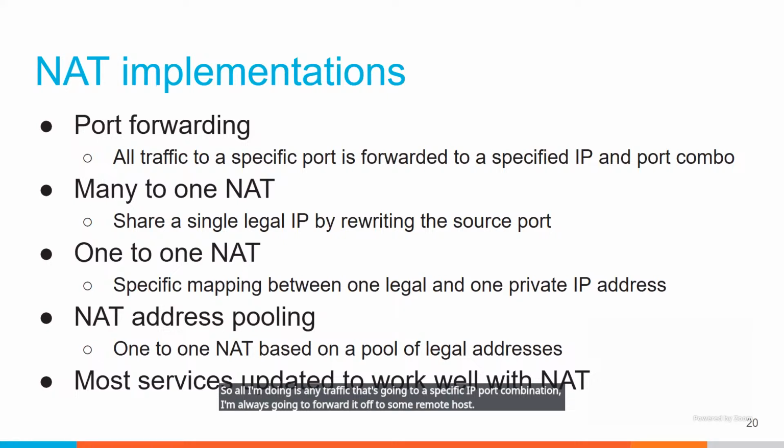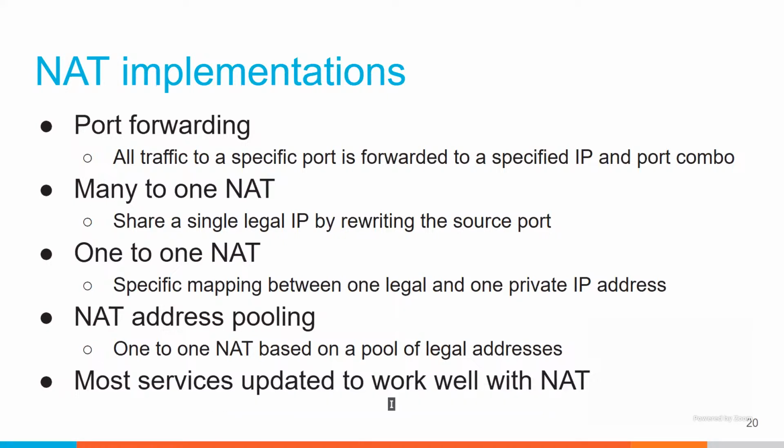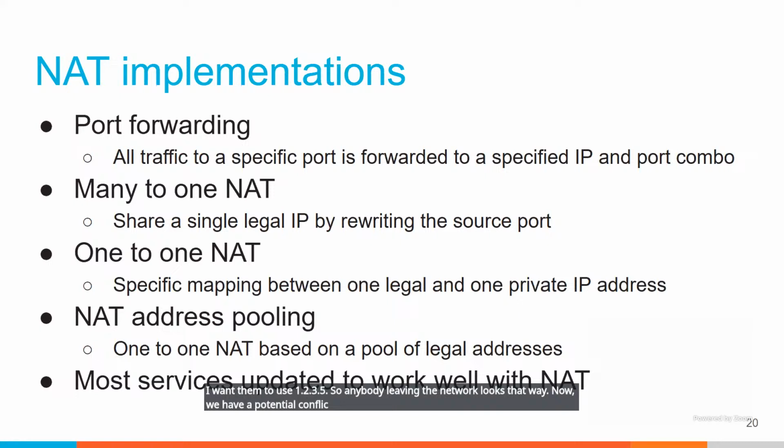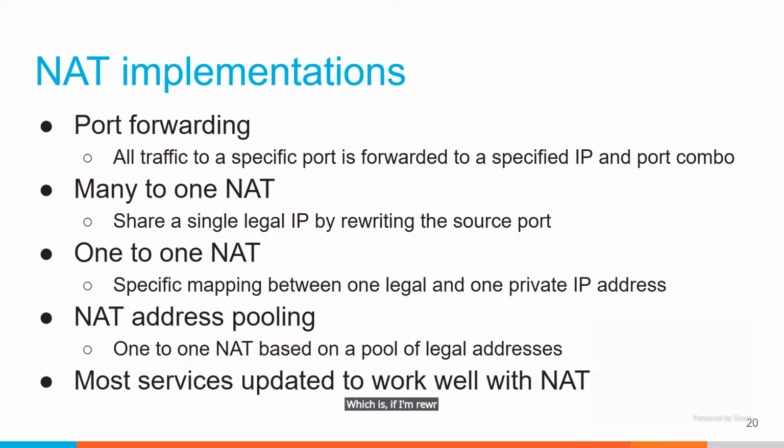Many to one NAT. So I can say, hey, all my internal systems, when they go out to the internet, I want them to use 1.2.3.5. So anybody leaving the network looks that way. Now we have a potential conflict when we do that, which is if I'm rewriting that source IP address, that works great right up until I have two systems trying to communicate at the same time, and they both randomly happen to select the same source port number.